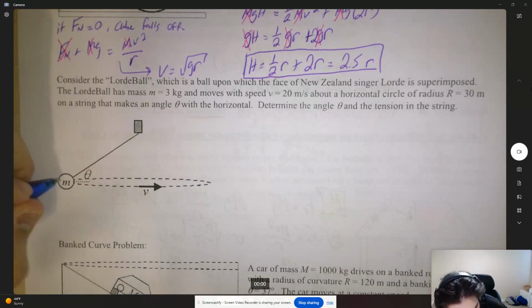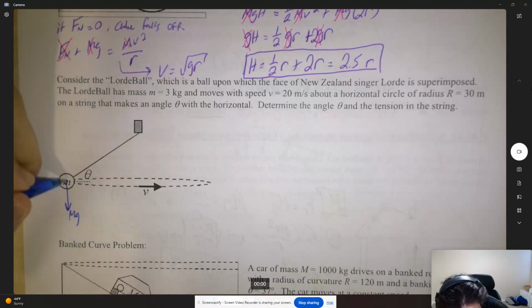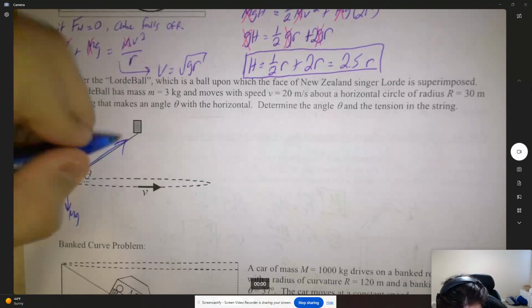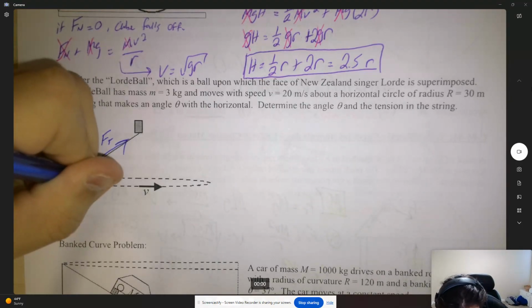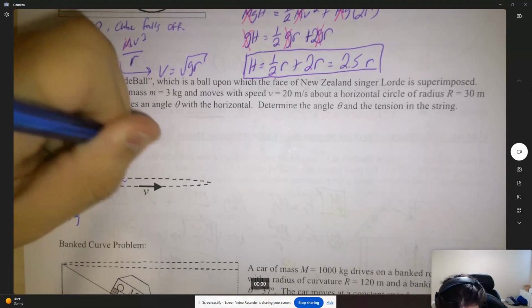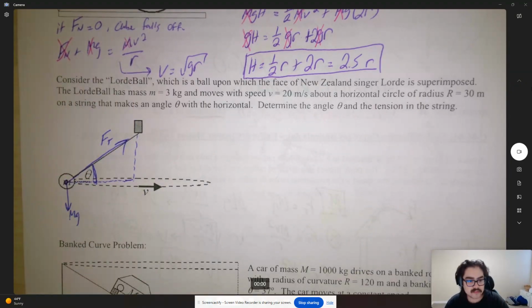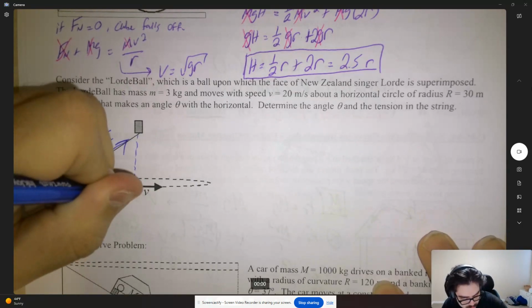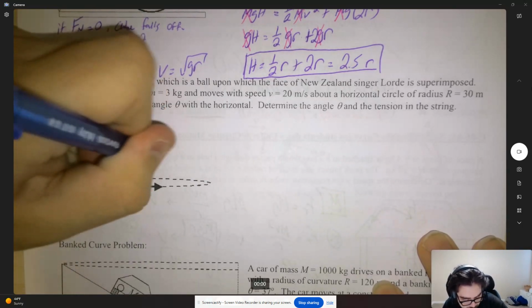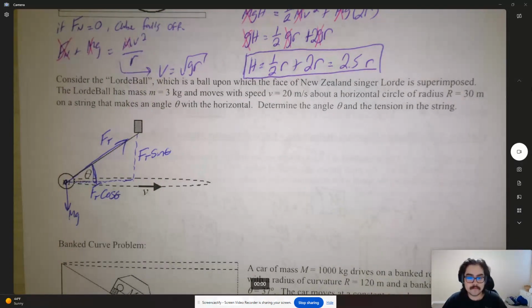But the ball has two forces acting on it. It's got mg going down, and then it has the tension force going diagonal here. The two components as well. There you go, and then your angle theta is right there. This part has to be Ft cosine theta because it's touching the angle. This part has to be Ft sine theta because it's opposite the angle.